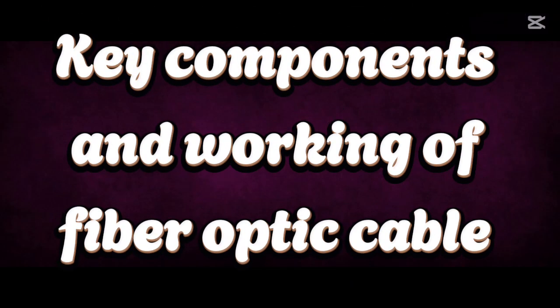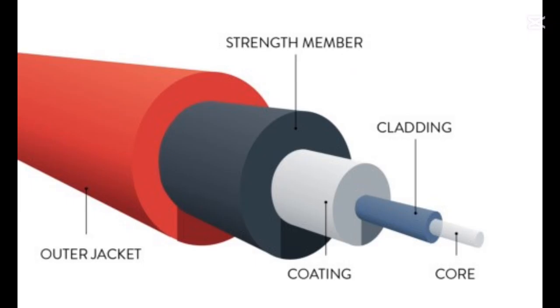Key components and working of fiber optic cable. Core. The central part of the fiber, made of glass or plastic, where light signals travel. Cladding. A layer surrounding the core with a different refractive index, causing light to reflect back into the core and enabling signal transmission. Coating. A protective layer surrounding the cladding, providing mechanical protection and flexibility. Strengthening fibers. Materials like Kevlar, adding tensile strength to the cable. Cable jacket. The outer layer, protecting the cable from environmental damage.